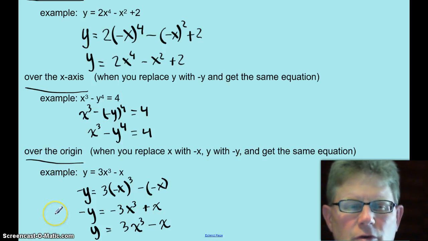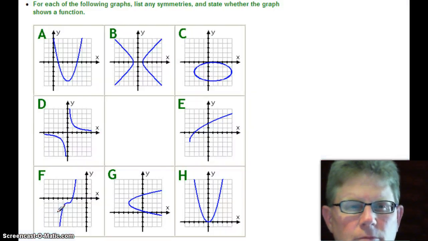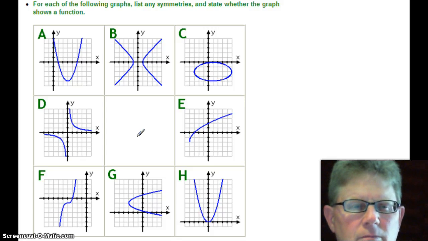And now let's see if you can recognize symmetry just by looking at the graphs and not the equations. Which of the following have any symmetry at all? Go ahead and pause and at least give it a guess before I tell you the answers.